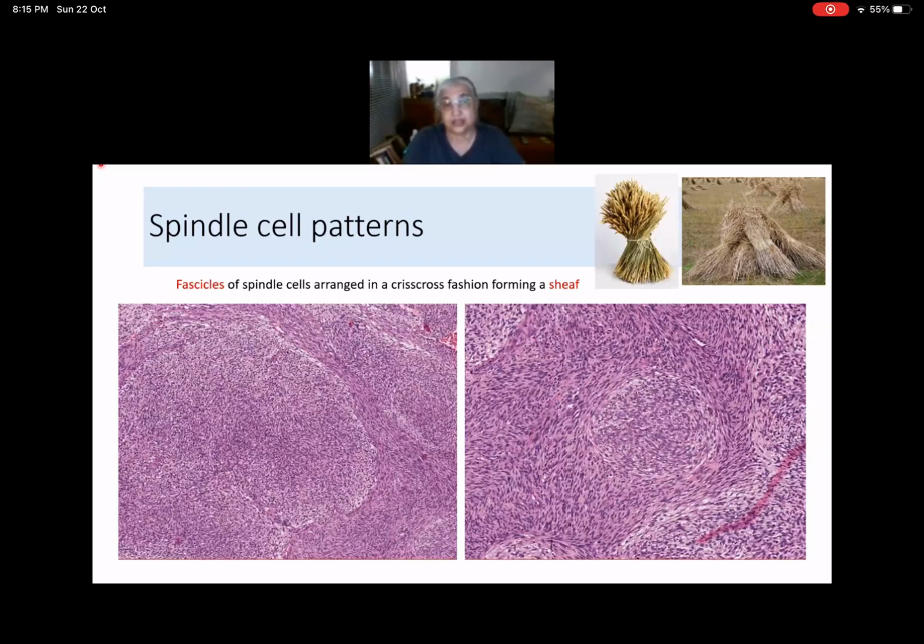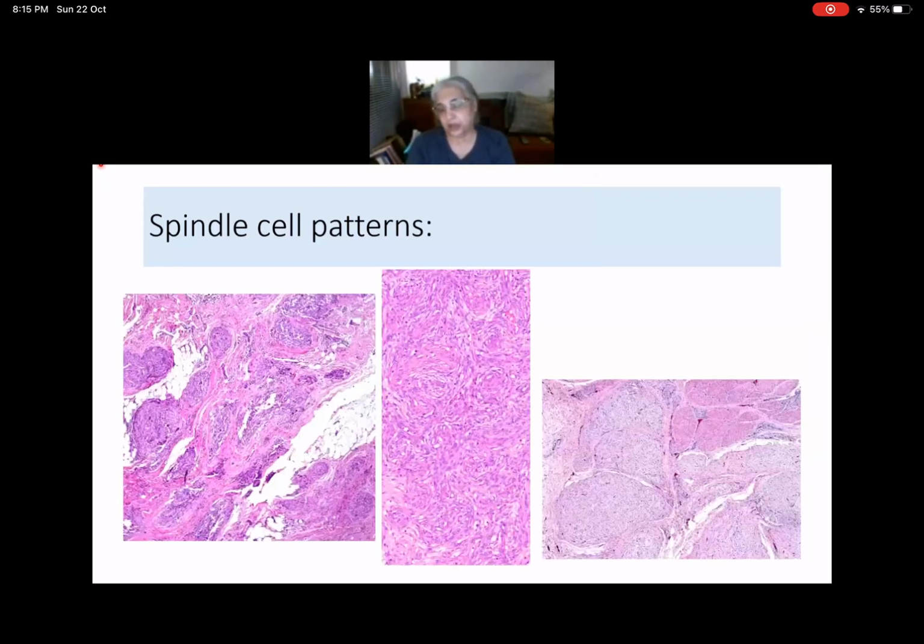So this is what you call a sheaf. And you see many of these in neural tumors. You don't really see them in other kinds of tumors. Some other tumors show it. Fascicles can be seen in so many spindle cell tumors, smooth muscle tumors, etc. But this is very often seen in neural tumors.